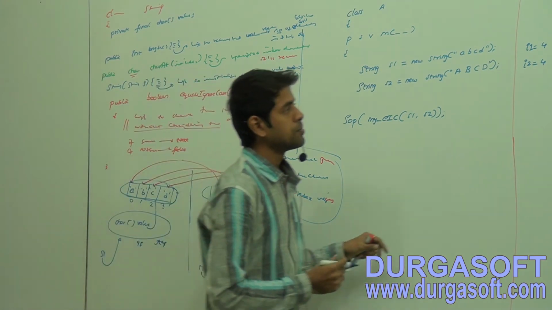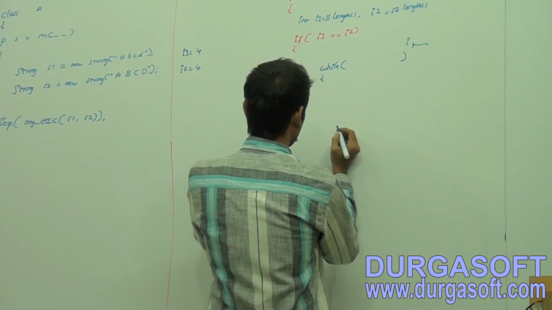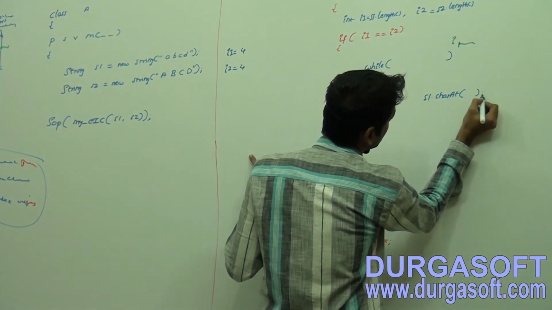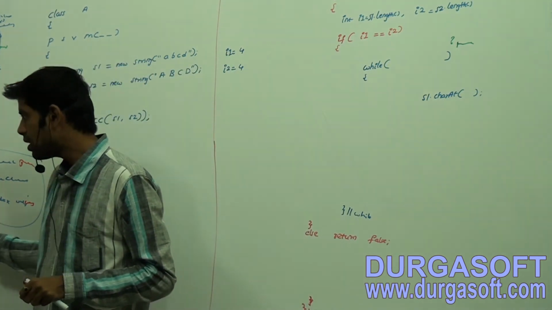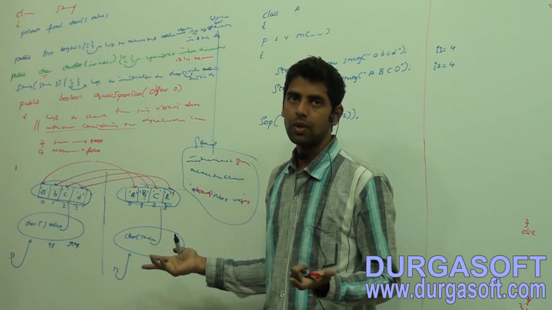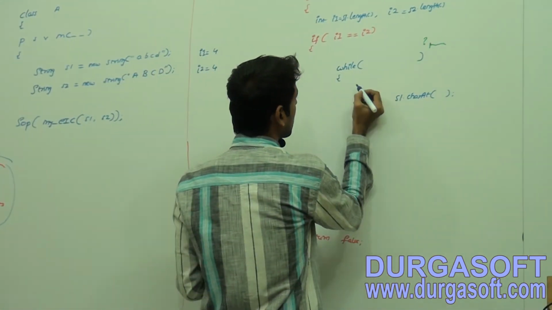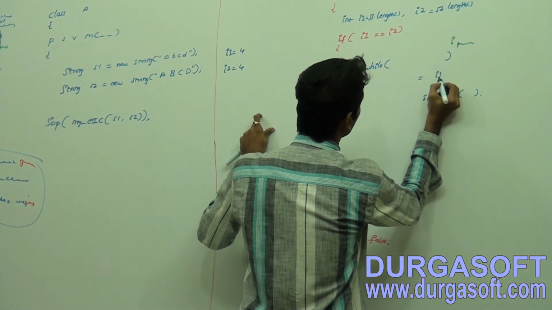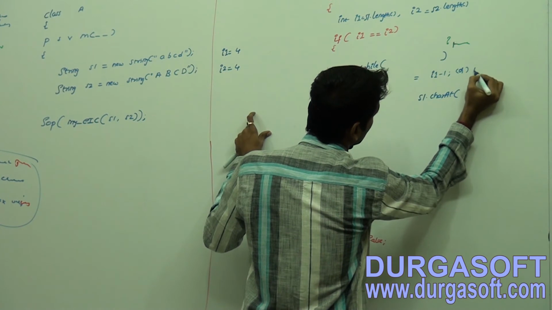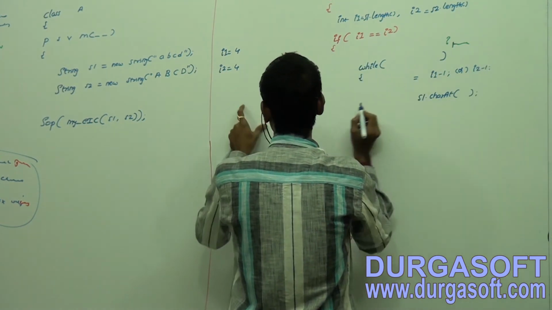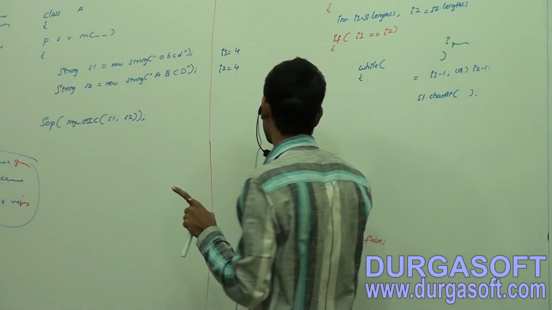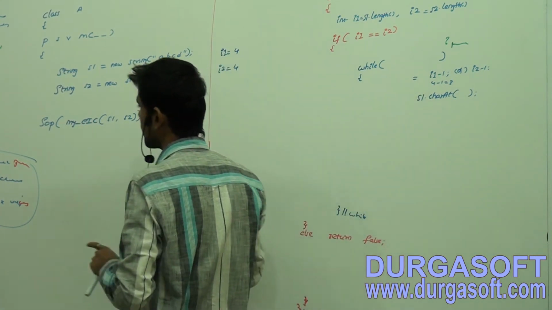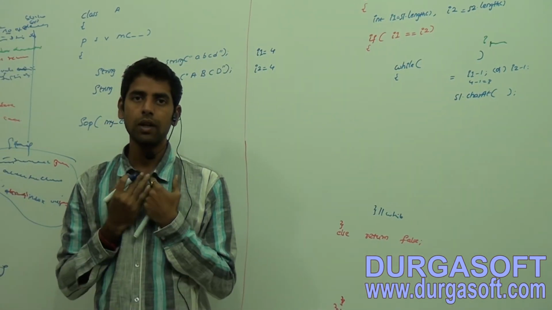Now s1.charAt of some value. What is that value? 3. How to get 3? Simple thing, mister. Take any one of the lengths, either I1 or I2, and put I1 minus 1, otherwise I2 minus 1. It will return the last index value only. Observe here, the I1 value is 4, and 4 minus 1 is how much? 3. I am going to assign that to one variable for my future use.